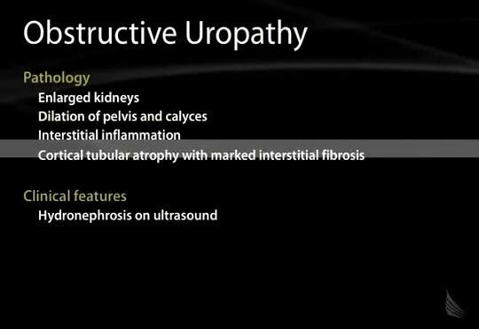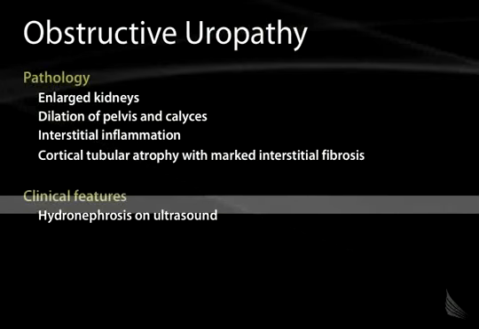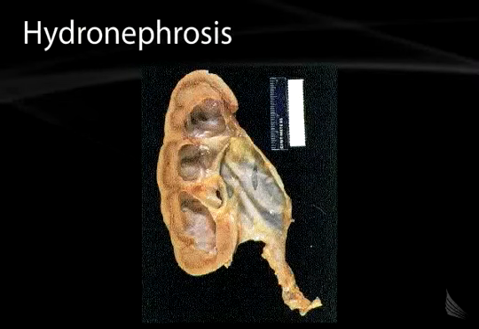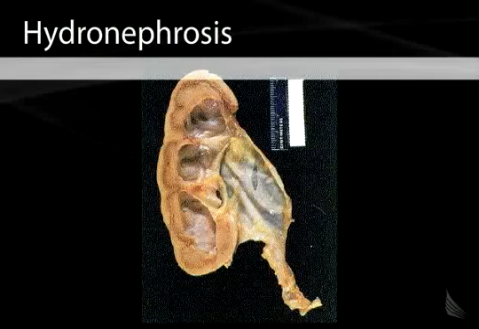Clinical features of this, you see hydronephrosis on ultrasound. This is expansion of the renal pelvis that is clear on a renal ultrasound. Here's a picture of what it looks like. You can see in this kidney that the normal kidney parenchyma, that is the cortex and the medulla, are shrunken, and the pelvis and the calyces are enlarged.